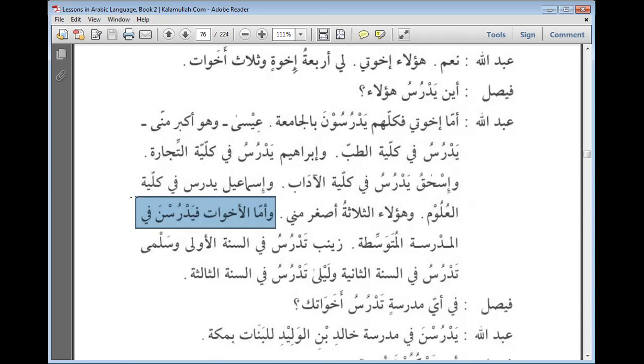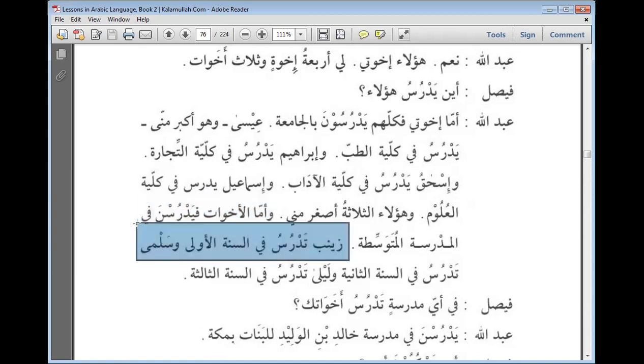Fayadrusna fil madrasatil mutawassitati, they study in middle school. And then you list each of them. Zainabu tadrusu fi sanatil ula, wa Salma tadrusu fis-sanatith-thaniya, wa Layla tadrusu fis-sanatith-thalithah.